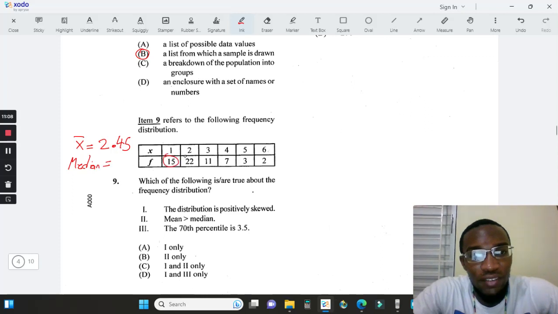Now let's find the median. This is 15 and this is 22, that's 37. So the median would be at the 31st position. So the median is 2. Now if the median is 2, the mean is greater than the median. This is true. And then mean minus median times 3 gives us that the distribution is positively skewed. So 1 and 2 are correct. Option C.